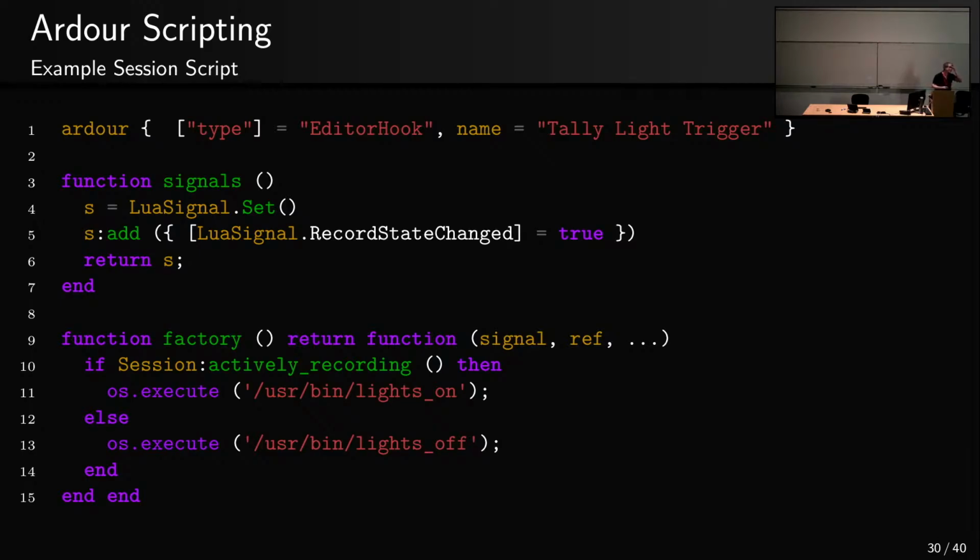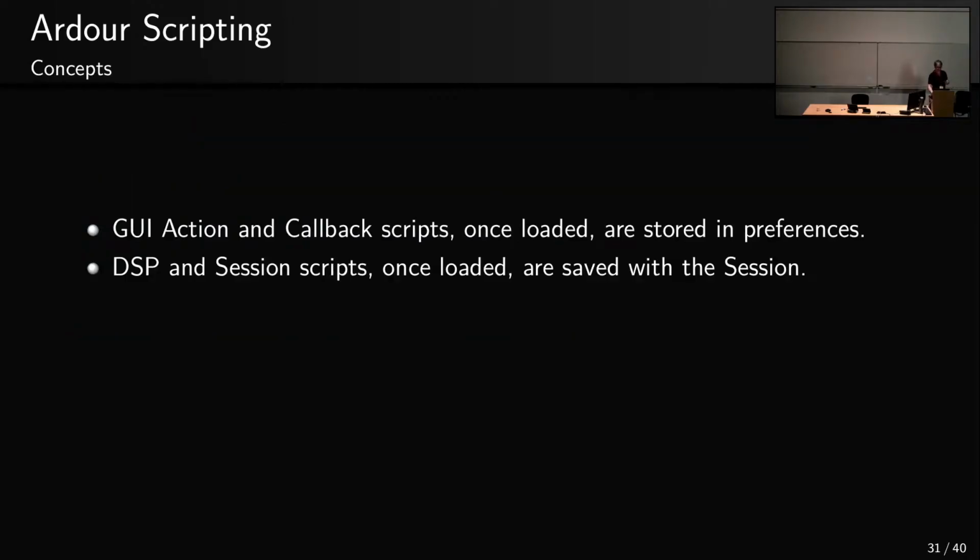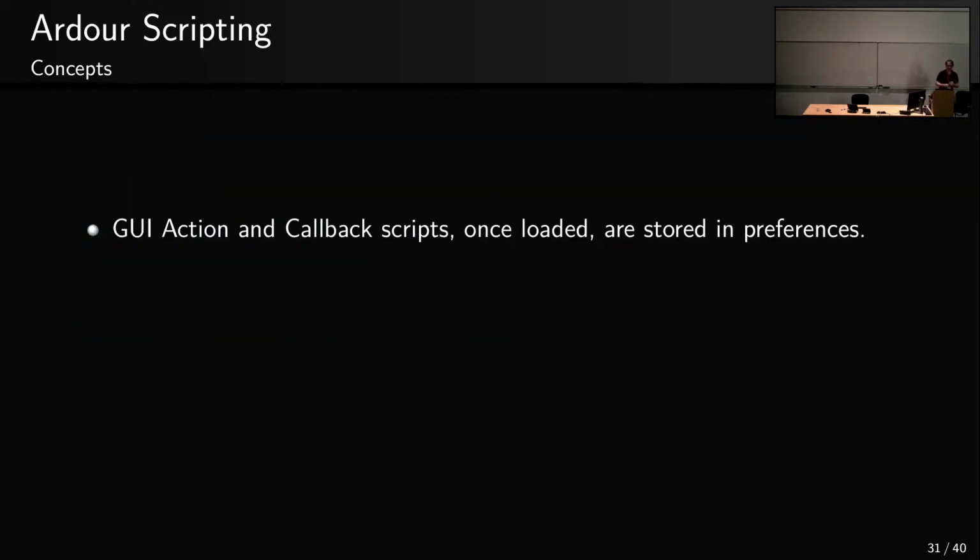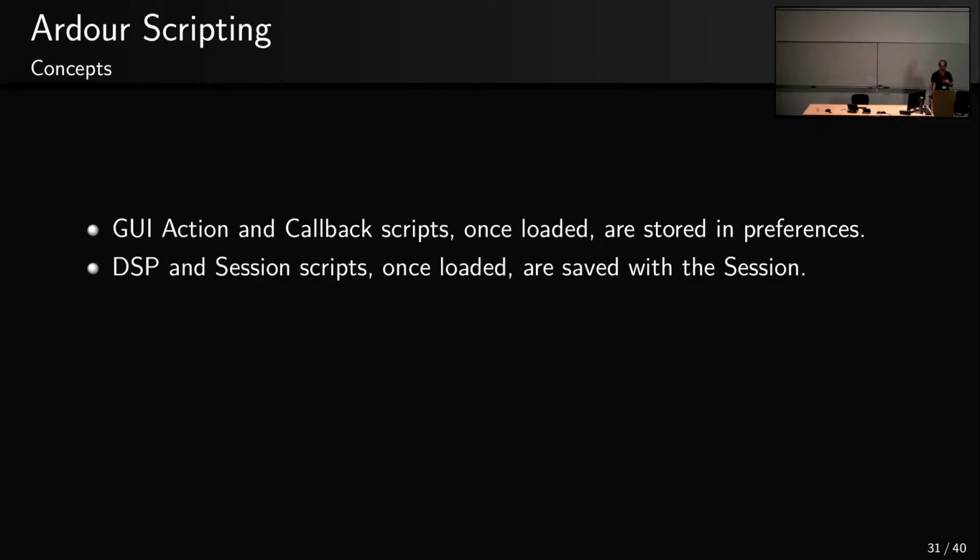Is there a way to store local state, for example, per instance of each of the scripts? I think I'm going to get to that. GUI and action scripts, once they're loaded, are stored in the preferences. So when you set them, they're available to all the sessions that you load. And the DSP and session scripts are stored with each of the sessions that you load those scripts in.